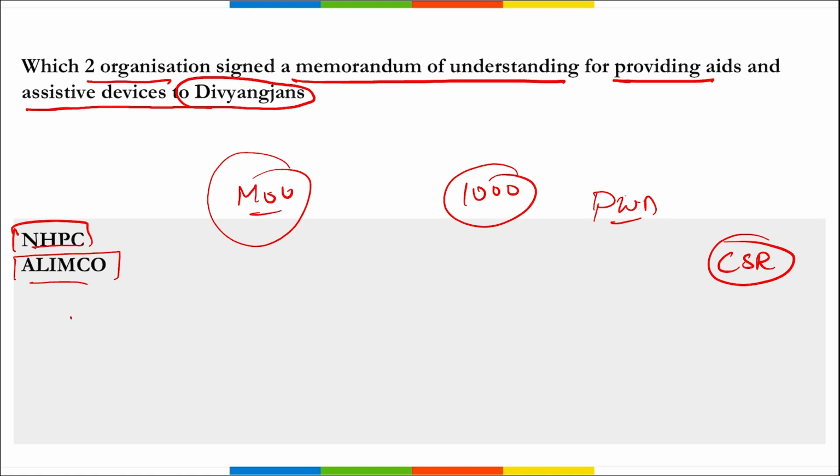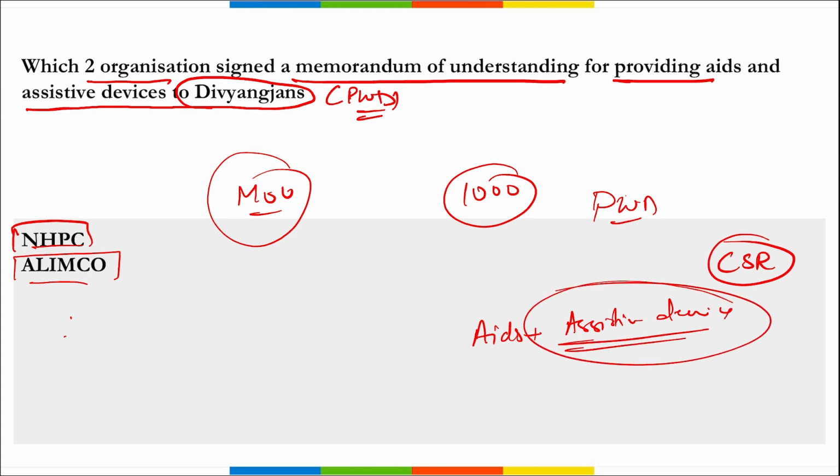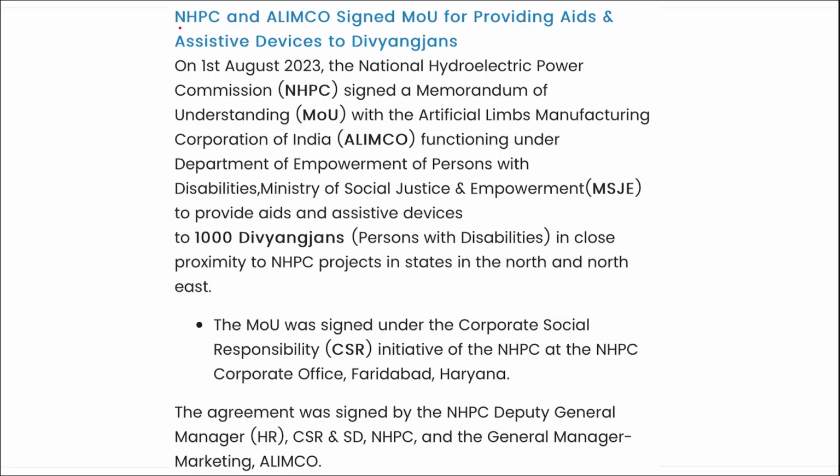Under this MOU, 1000 Divyangjans or persons with disability will be provided with assistive devices that will help them in learning further. Correct? So providing aids and assistive devices that will help them to listen better and understand what is happening in the environment. Correct? So these are the two organizations. Mark this.